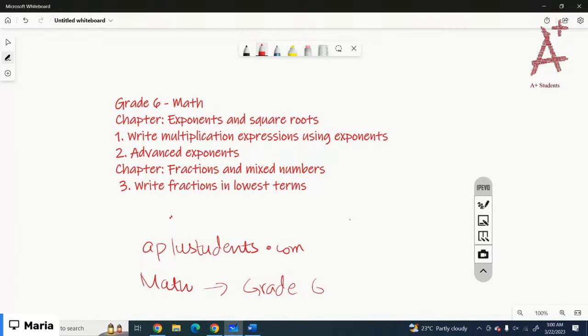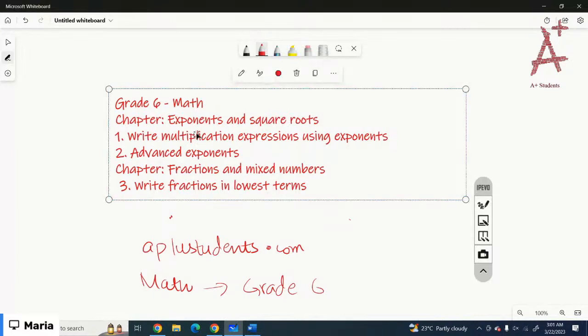We're going to start with the chapter exponents and square roots. The lessons we are going to cover are write multiplication expressions using exponents and advanced exponents. Then we'll start the new chapter, fractions and mixed numbers, and the lesson is write fractions in lowest terms. So let's start with the first lesson, write multiplication expressions using exponents.